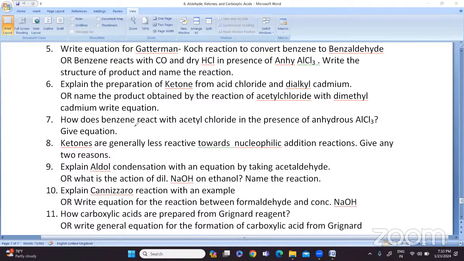Yes, so we'll write the benzene structure. This is the structure of benzene. So what is expected here? Benzene is reacting with acetyl chloride, CH3 C double bond O Cl. This is our acetyl chloride, in the presence of anhydrous AlCl3. Can you give me the equation? Let me see who will tell me the product name.